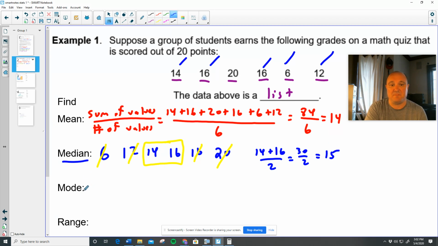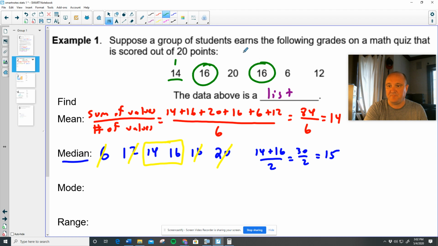Next is the mode. The mode is the most frequent. So for the mode, I'm just going up here and looking at my data and seeing which one shows up the most. Well, 14 only shows up once. 16, oh look, there's 2 16s here. Does anything else show up twice? Nope. So 16 must be the mode.